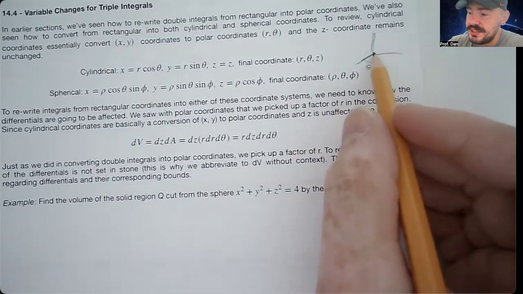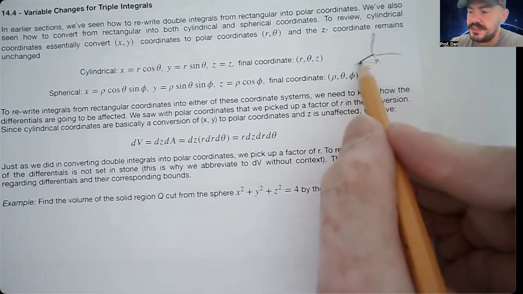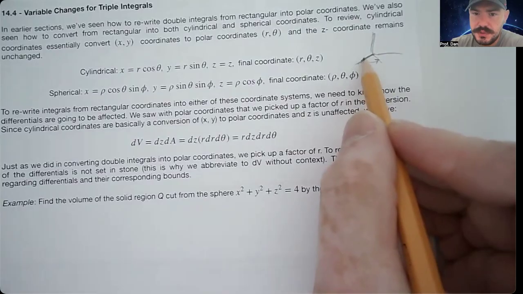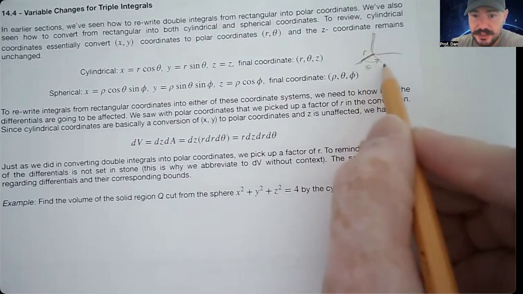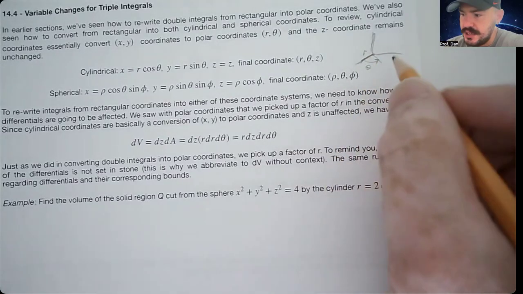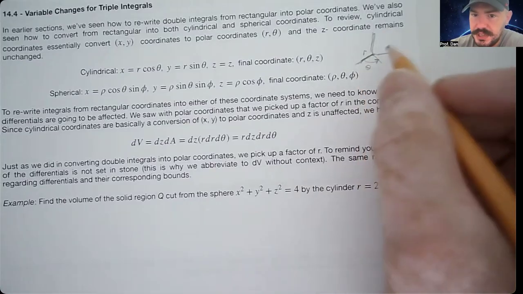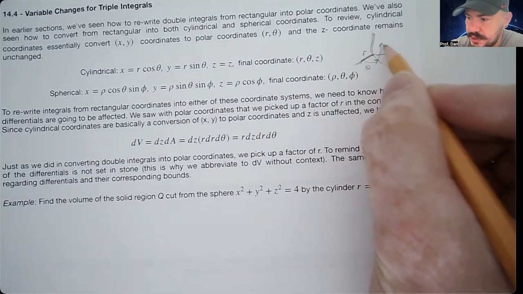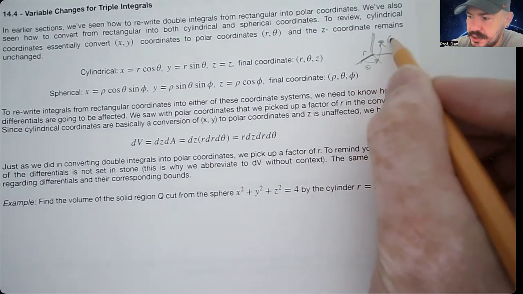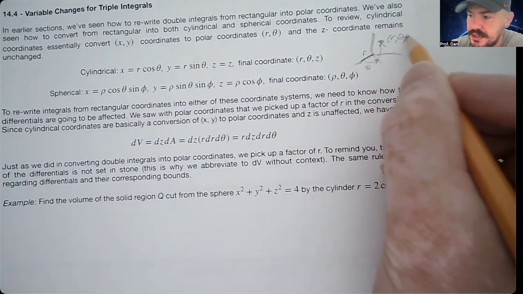When we're in cylindrical coordinates, remember you go out an amount, that's your r. You go around an amount, that's your theta. And then the z coordinate is just going up by an amount. So from that point, you would go up, and this would be your point, r, theta, z.